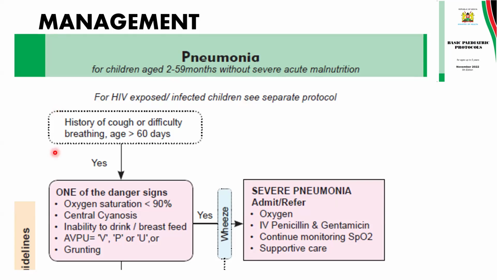So if there's a history of cough or difficulty breathing in a child who's more than 60 days, and they have one of the danger signs: oxygen saturation of less than 90%, central cyanosis, inability to drink or breastfeed, AVPU less than A, so they're not alert, and grunting. If yes, that is severe pneumonia as we classified before, and so you need to admit, or you refer if you're in a lower-level facility that cannot handle such a case, and then give oxygen as required, IV penicillin and gentamicin, then continue monitoring using SpO2 and also supportive care.